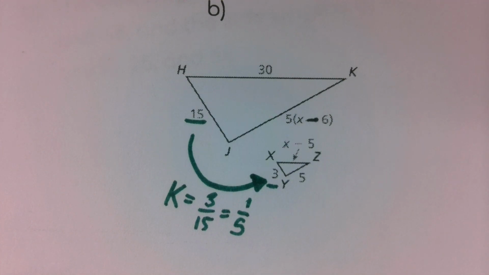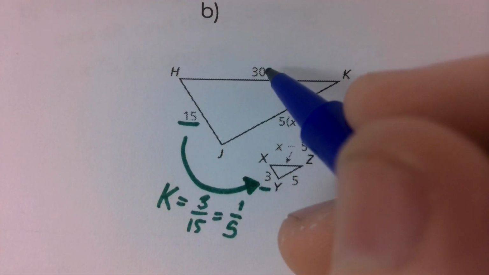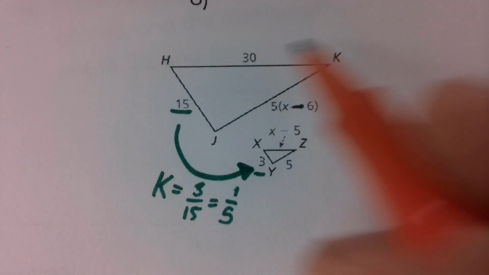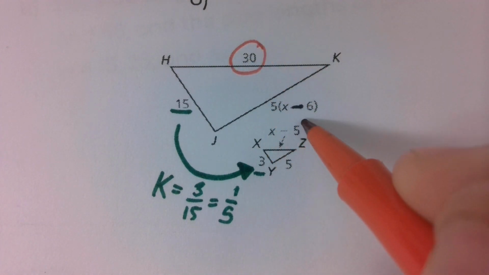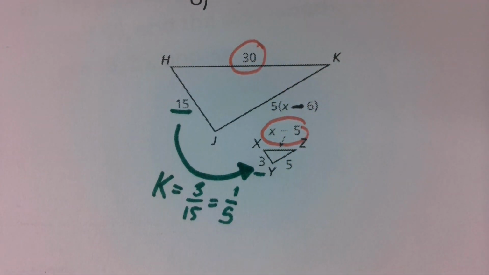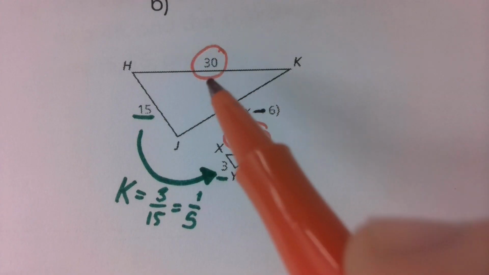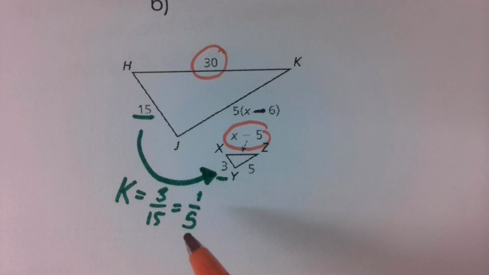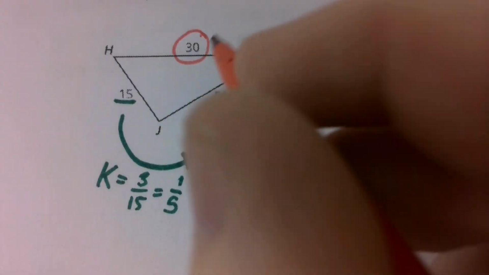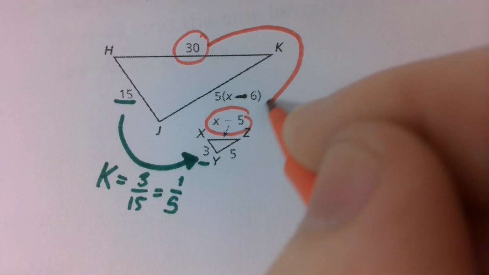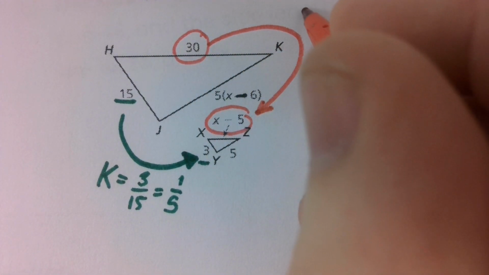Now for the fun part. We can compare any two of the other lengths to solve for x. For instance, we know that 30, which I'll mark in red, is supposed to be similar to x minus 5. So we know that after applying the scale factor of 1/5, meaning we multiply by 1/5, we should get x minus 5.